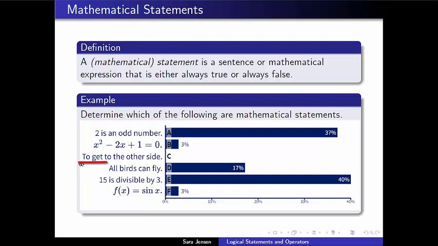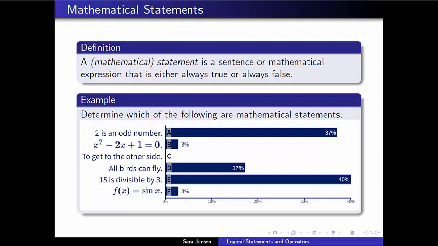So the first thing that I see right here is this "to get to the other side" has some strong support in that not a single person felt that this was a mathematical statement. And that is correct. This is an English sentence, but it is not a thing that we attribute true and falseness to. It's just a thing that can be said. And so this is a type of English sentence that we will not be analyzing mathematically. So "to get to the other side" is not a mathematical statement.